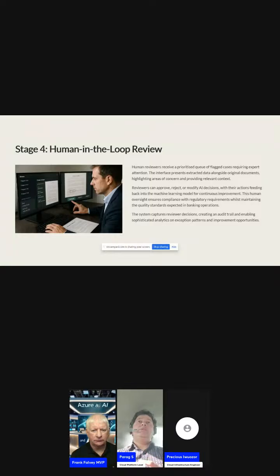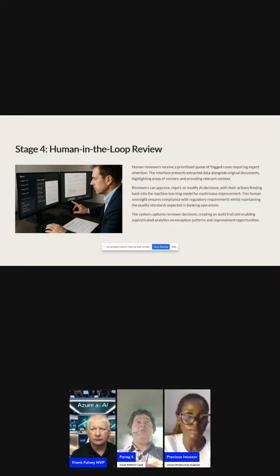Here, the task for the human is made easier because instead of going through all the documents that are coming in, human reviewers receive a prioritized queue with the flagged cases requiring expert attention. The interface presents extracted data alongside original documents, highlighting the areas of concern and providing relevant context. Reviewers can approve, reject, or even modify the AI decisions once they go through that highlighted section or other relevant documents. And with their action, that moves the application on for further processing.